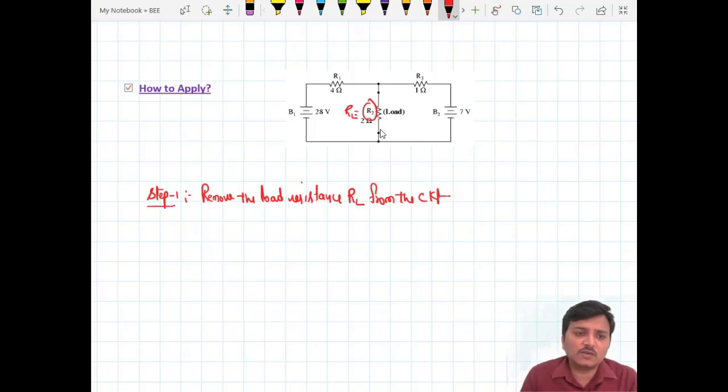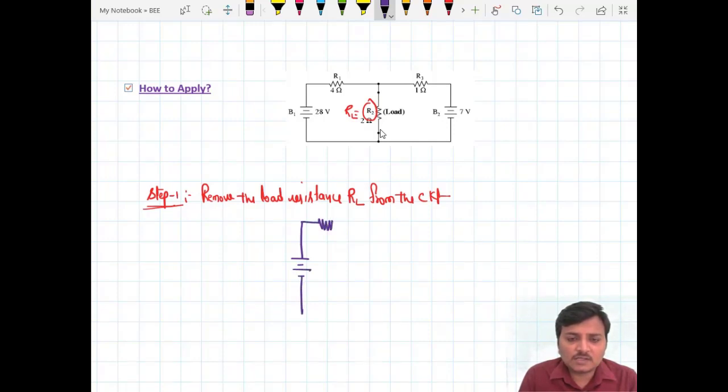So after removing the load resistance, what is your circuit? Let me redraw it. Just see here: you have the source B1, the resistance R1, the resistance R3, and the source B2.